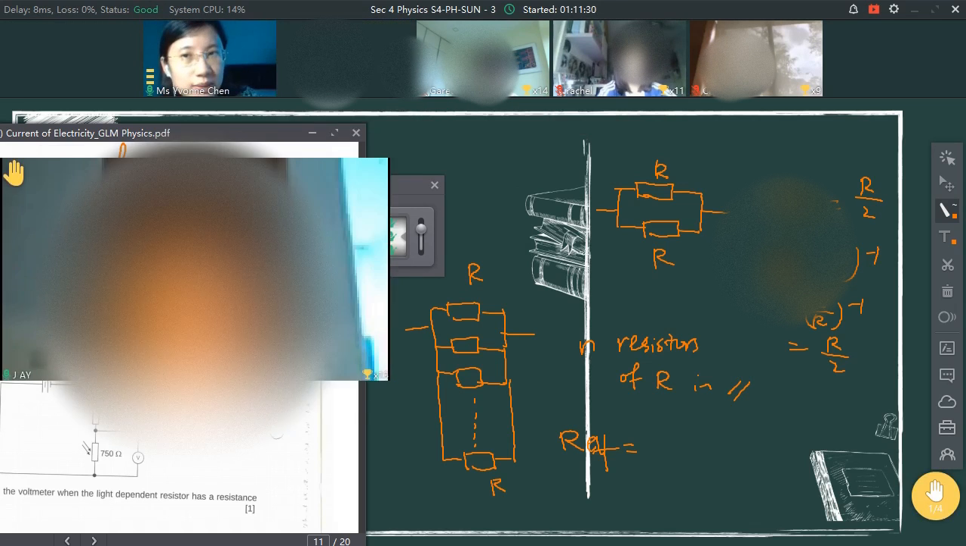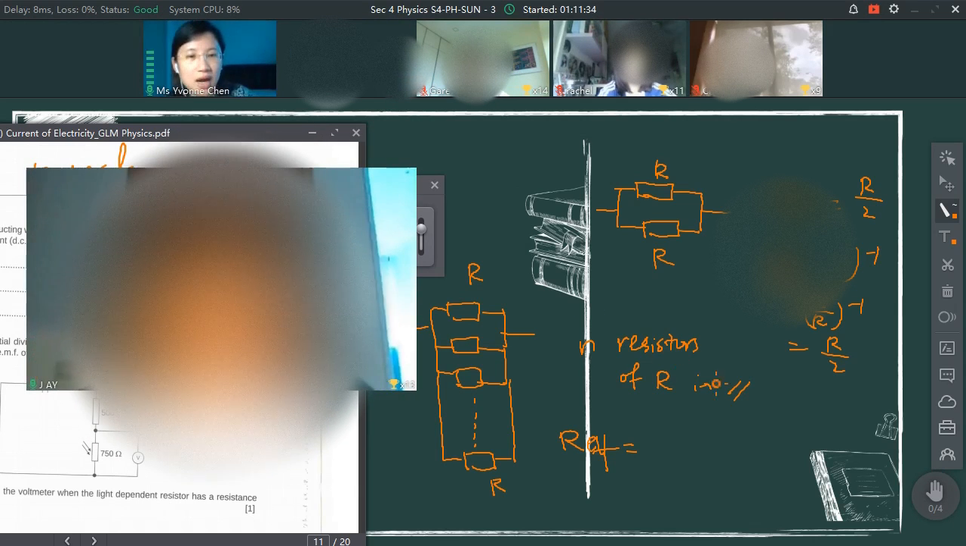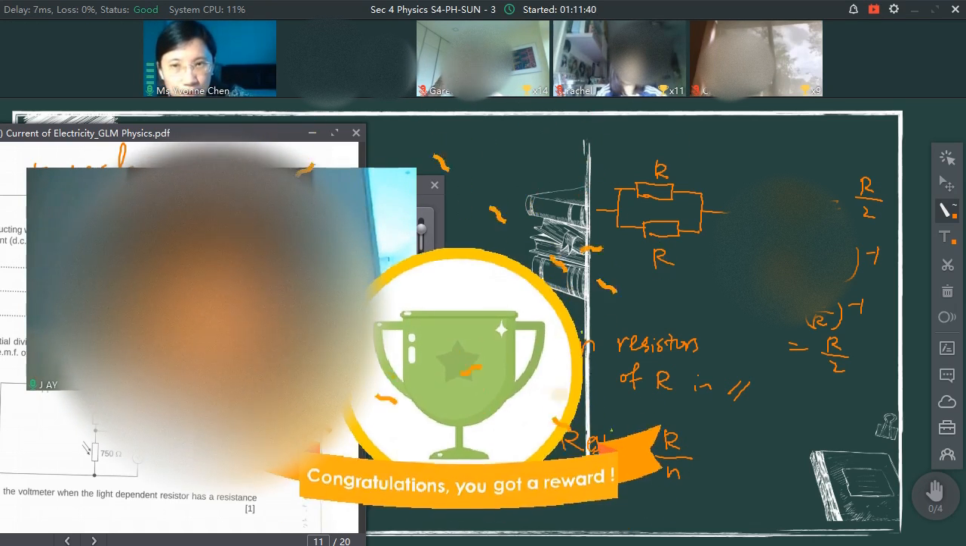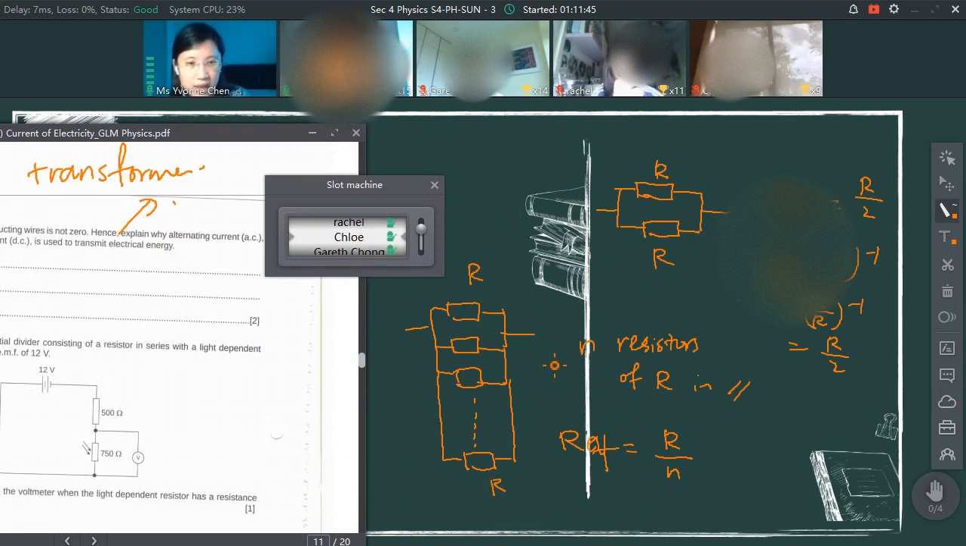Jonathan, please. R over N. Very good, excellent. Class, please take note. This is a very important formula for you to remember. The condition is you have N identical resistors connected in parallel. The overall effective resistance is R over N.